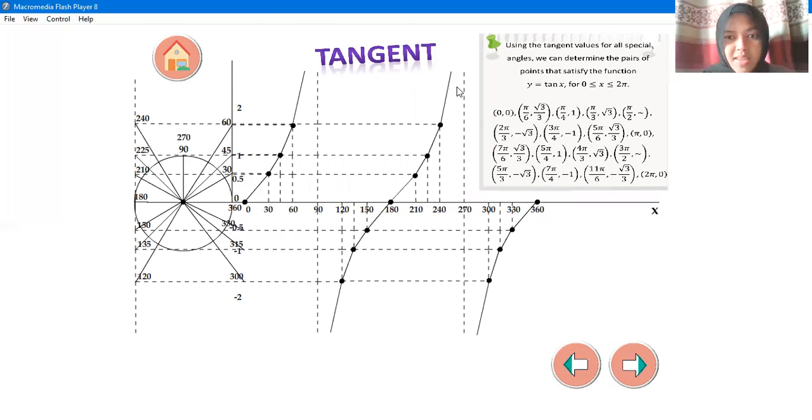Then, using the tangent values for special angles, we can determine the pairs of points that satisfy the function y equals tangent x for x greater than or equal to 0 and x less than or equal to 2π.